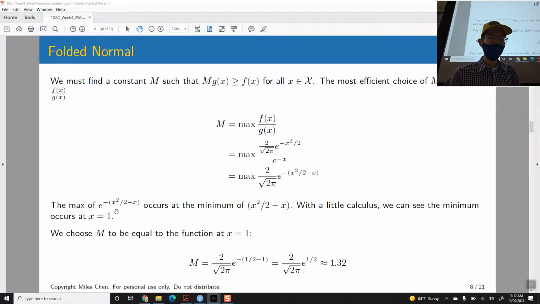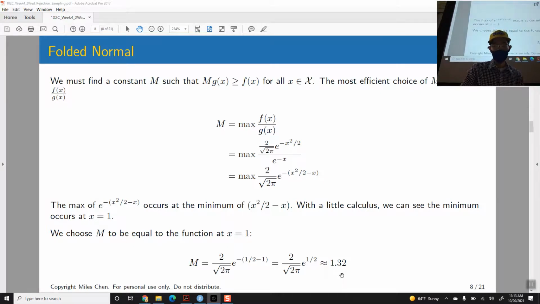Okay, so if I plug in x equal to 1 into here, what is this value going to be? The maximum occurs when x is equal to 1, and we would get 2 over root 2 pi e to the negative 1/2 minus 1. This is 2 over root 2 pi e to the 1/2. I get m something around 1.32.